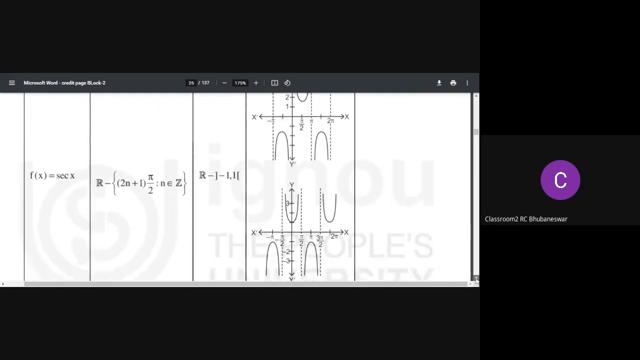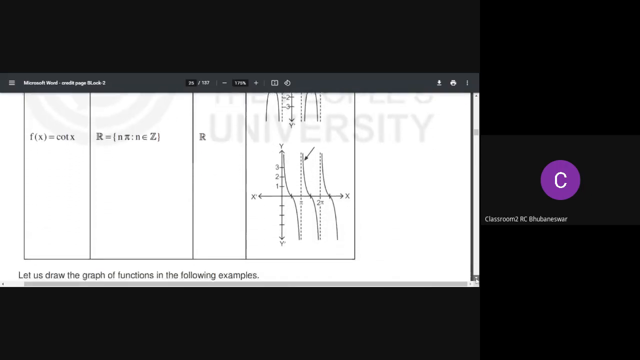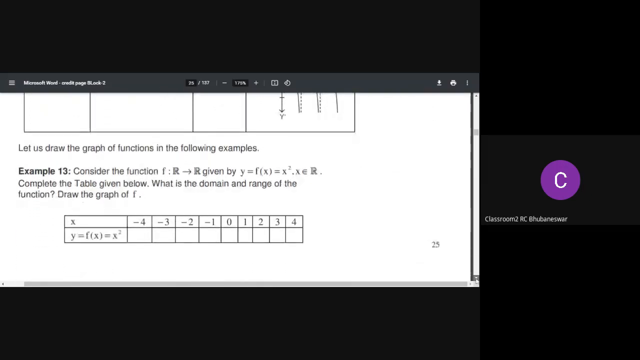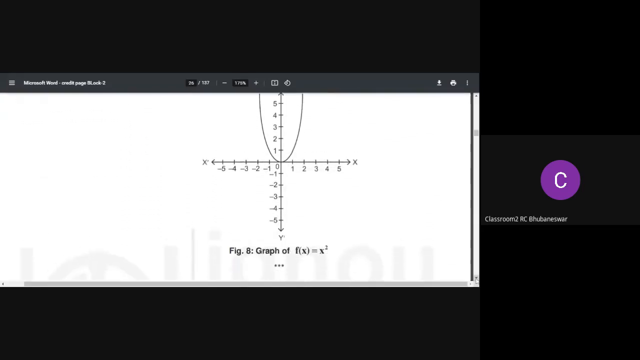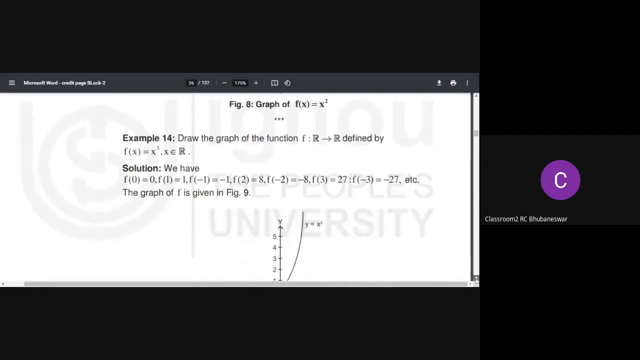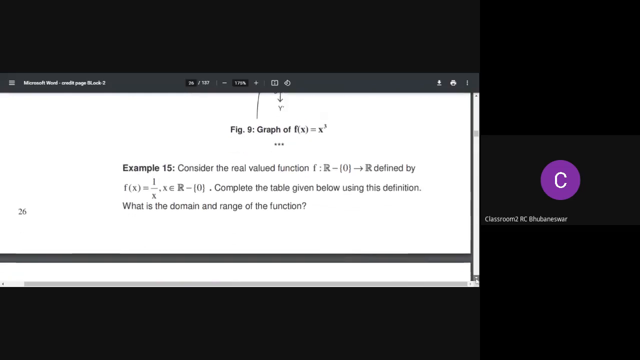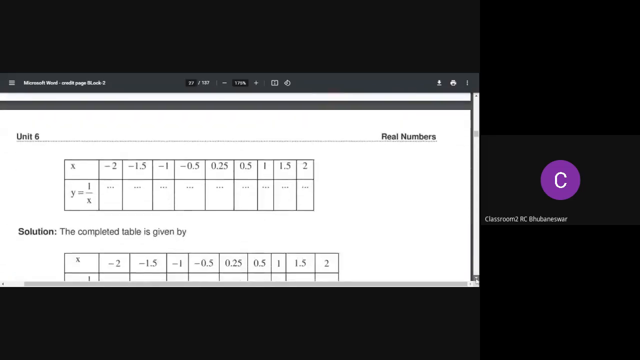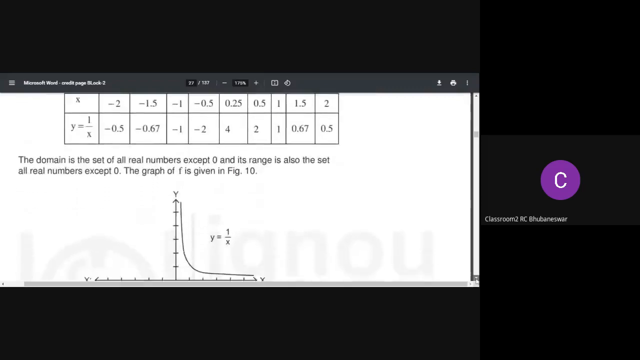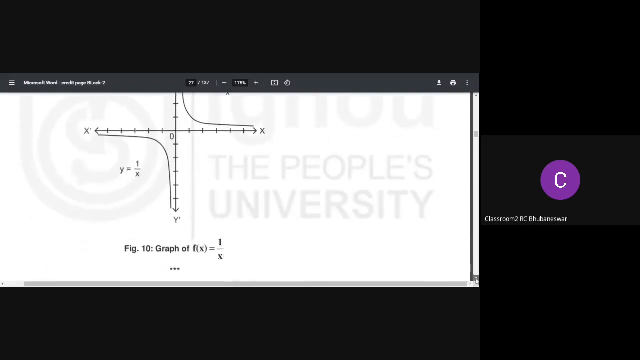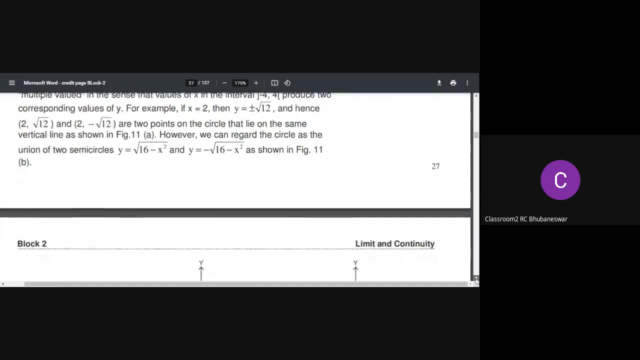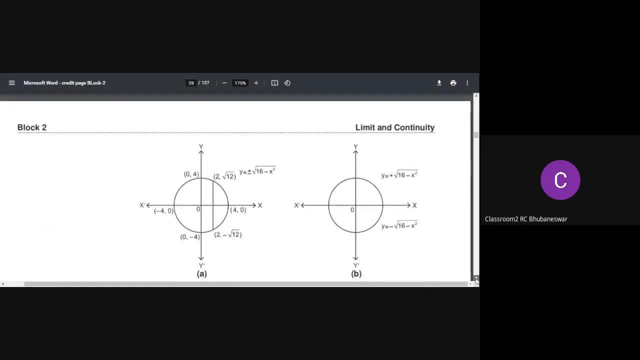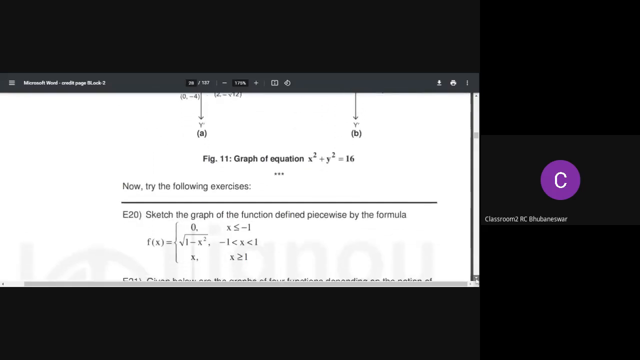These are some graphs which are given for each and every trigonometric function discussed. All the basic trigonometric functions like sin x, cos x, tan x, cot x, sec x, and cosec x, all the graphs of trigonometric functions are given, and the students are advised to go through them because these are very much essential. We are going to discuss the inverse trigonometric functions in the chapter of limit and continuity.